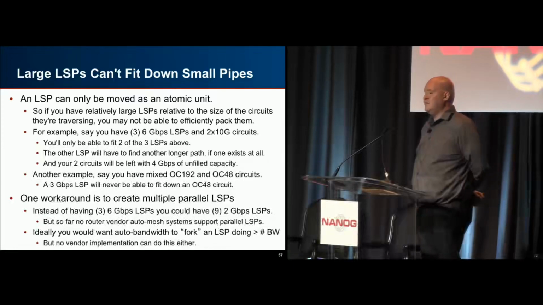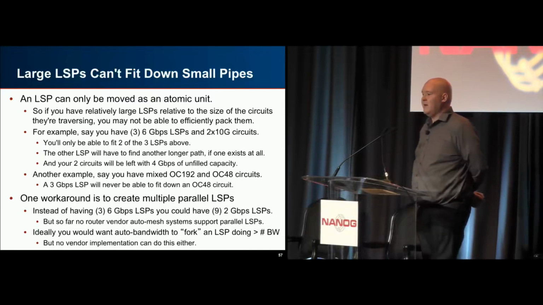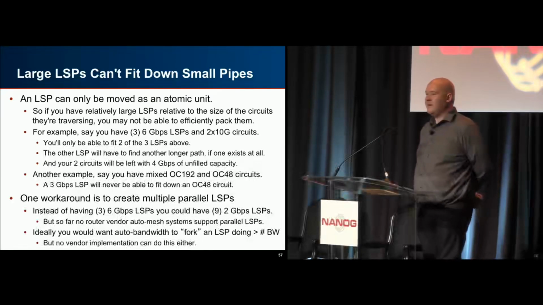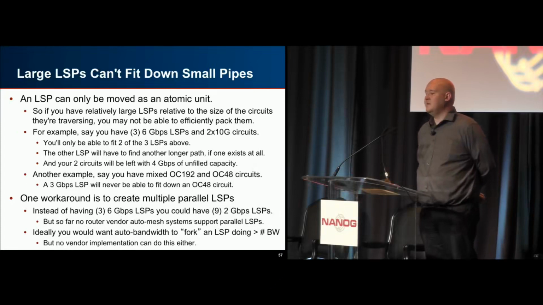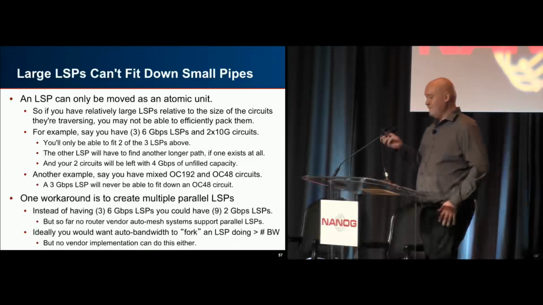Or another example, let's say you've got a wide-ranging network and it covers everything from 100 gig to 1 gig. You've got a 3 gig LSP, it's now never going to be able to fit down a smaller circuit. So the workaround for this is to create multiple parallel LSPs. So instead of having three 6 gigs, you have nine 2 gigs. Now you can do this bin packing thing a little bit better. And I said ideally it would be nice if vendors added this, and years later they finally did. So maybe someone read this.